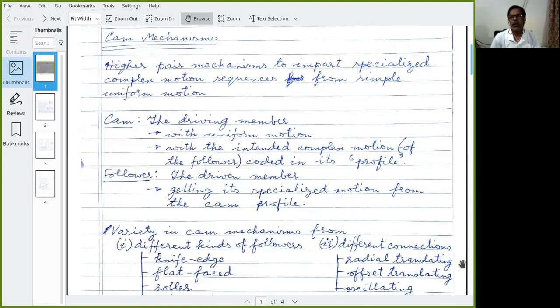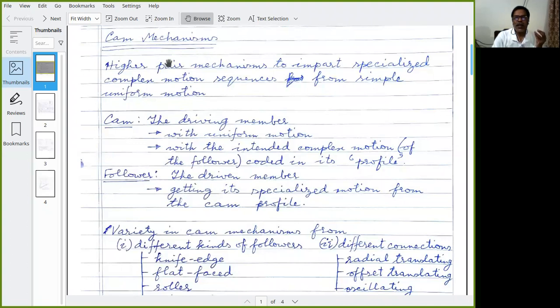Till now, our study in this course has mostly gone around lower pair mechanisms, that is, linkage mechanisms. In the rest of the lectures, we see some glimpses of higher pair mechanisms. So, first, CAM mechanisms.